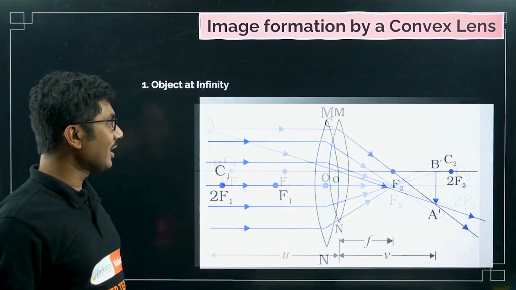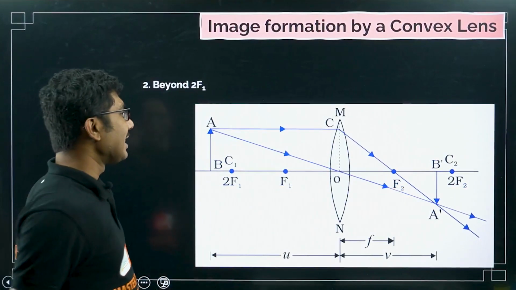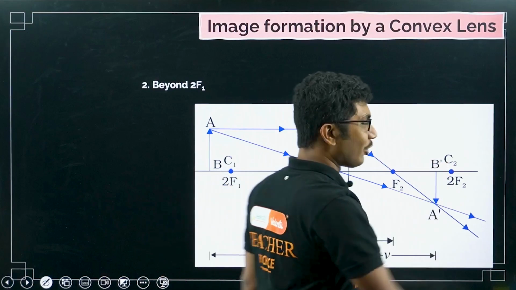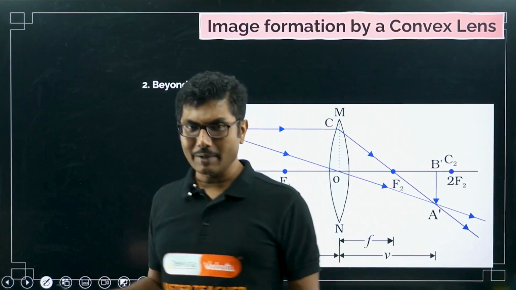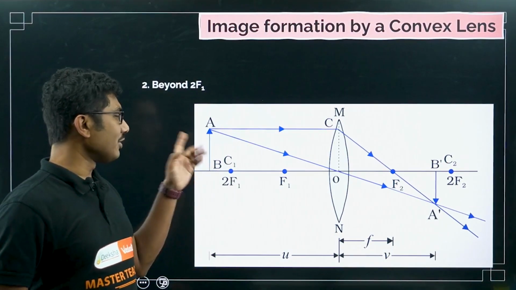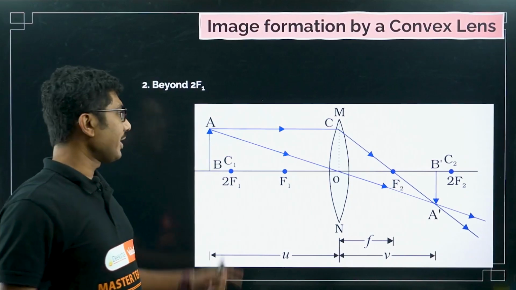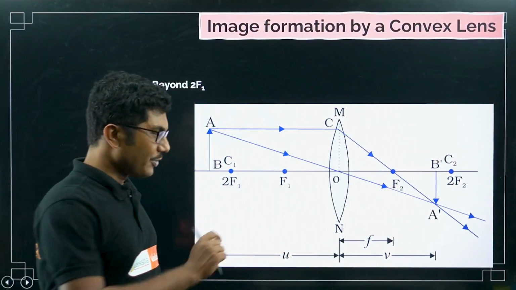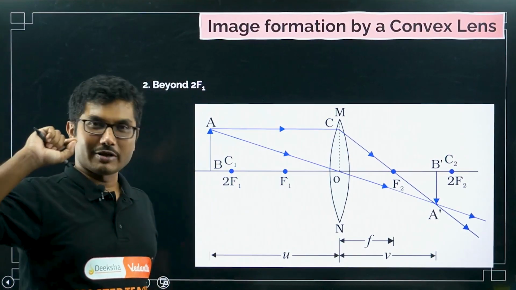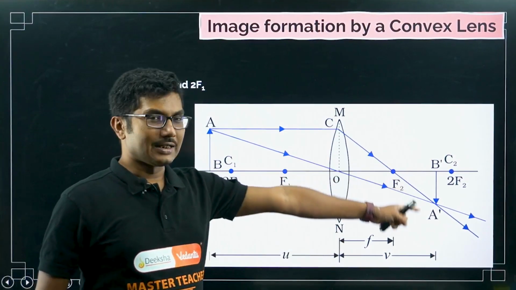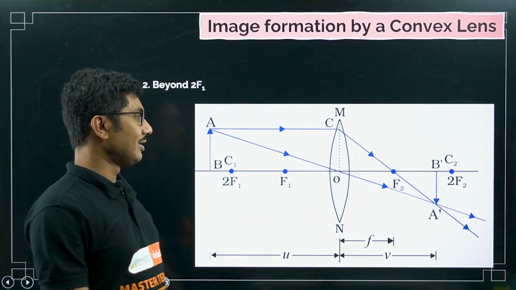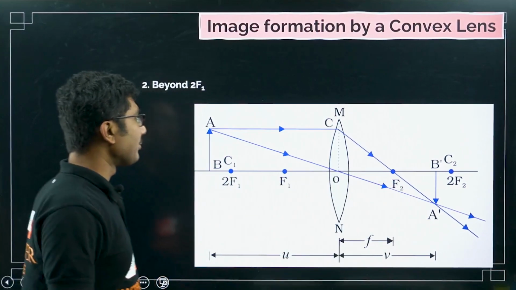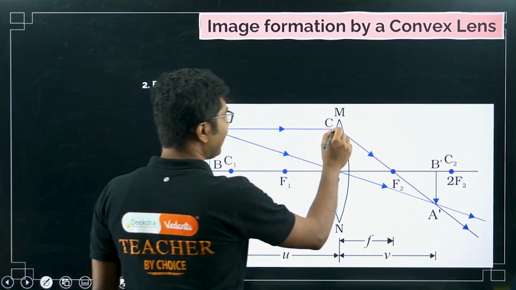Now as you are progressing towards the lens, the image size is no longer point size, it is slightly bigger, but it is still smaller than your original size. Obviously it is not highly diminished, it is only diminished in this case, and it is inverted. The arrow is inverted now, and you have to learn how to draw this parallel ray passing through this.